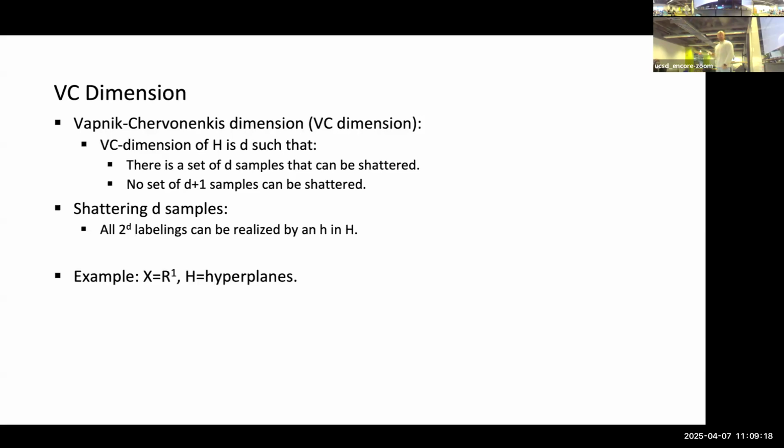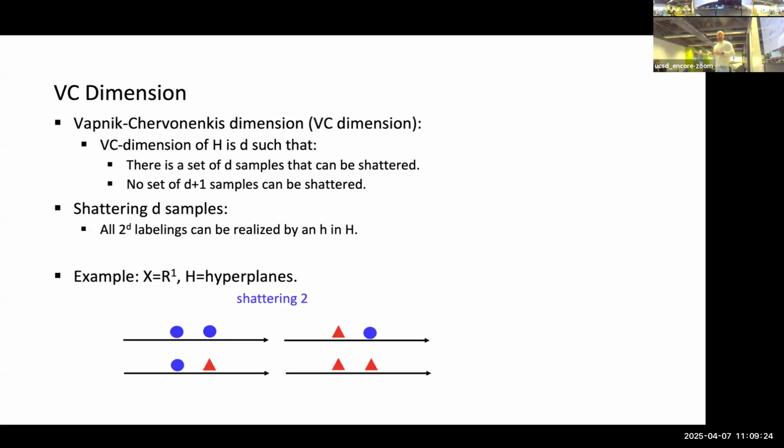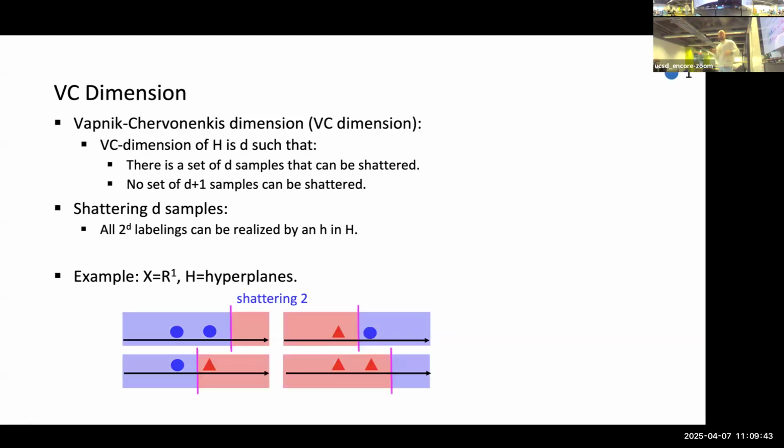So we have an example, for instance, if your input domain is R1, so points on the real line, and your hypothesis set is the set of all hyperplanes. Now one hyperplane is just a threshold, and everything on one side you say 0, and everything on the other side you say 1, and you can flip which side you say 1. So if we want to check whether we can shatter 2 points, here's an example of 2 points. We have to check, can we generate all 4 possible labelings using a hyperplane? And indeed we can in this example. It's not too hard to see that there's a hyperplane that generates all of them.